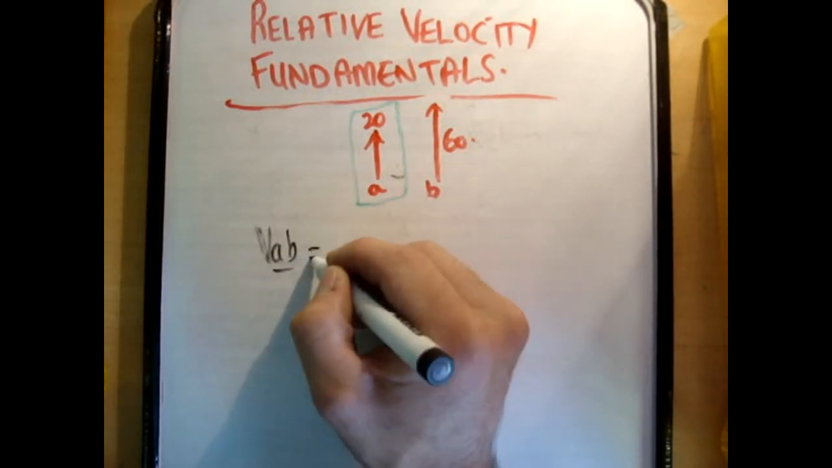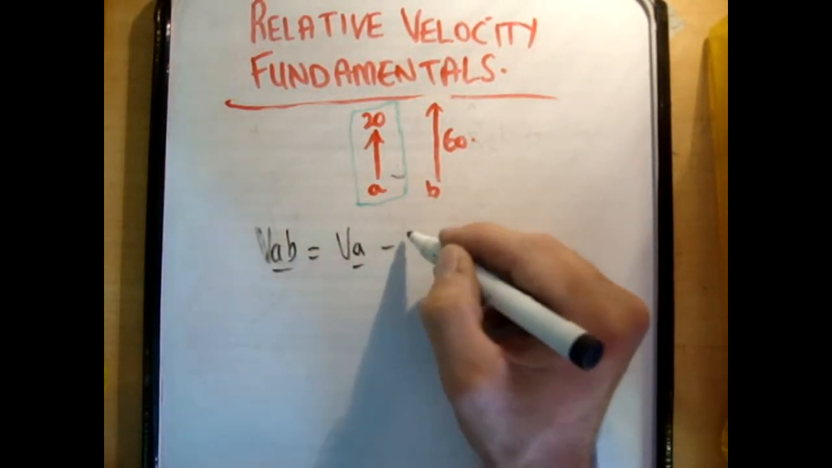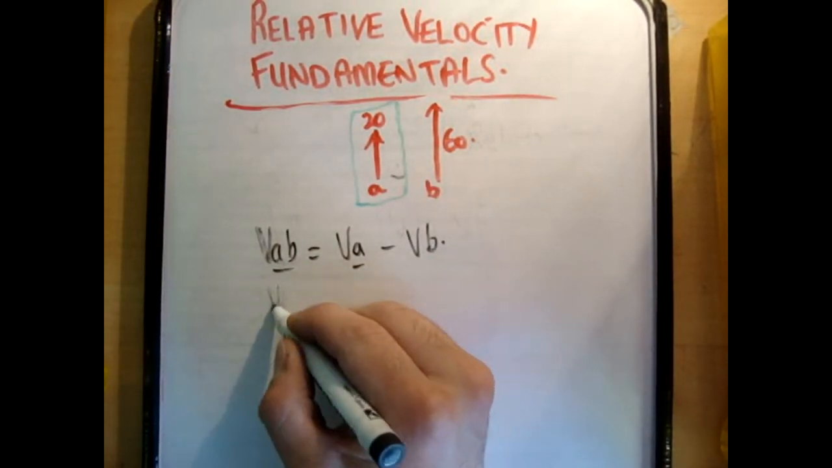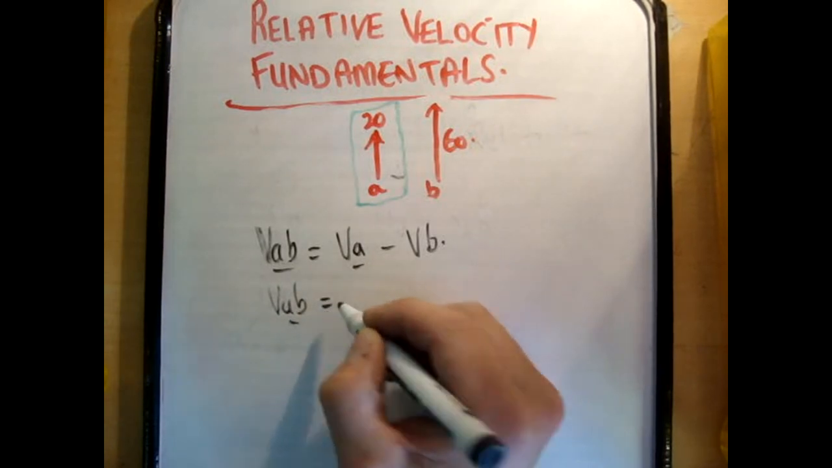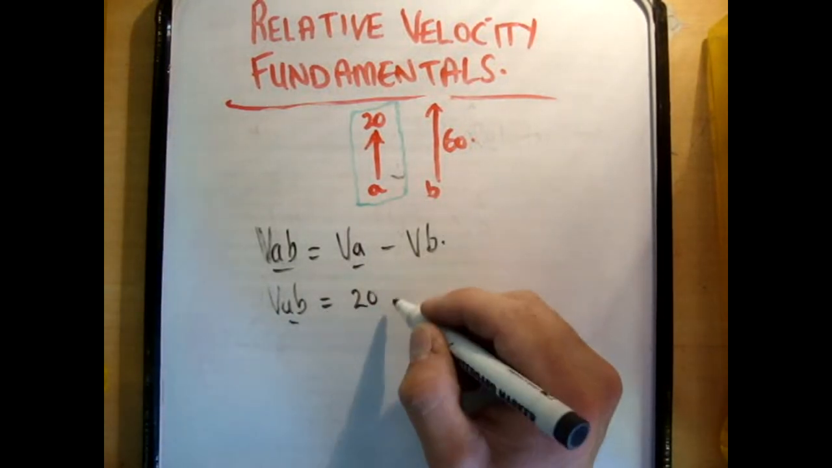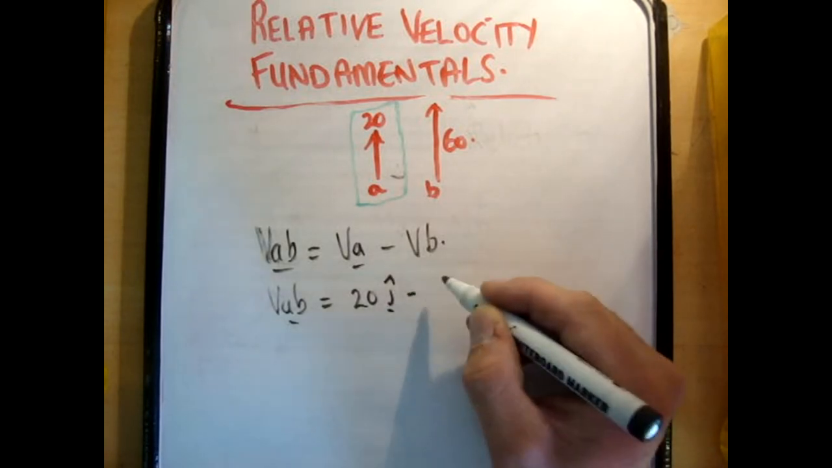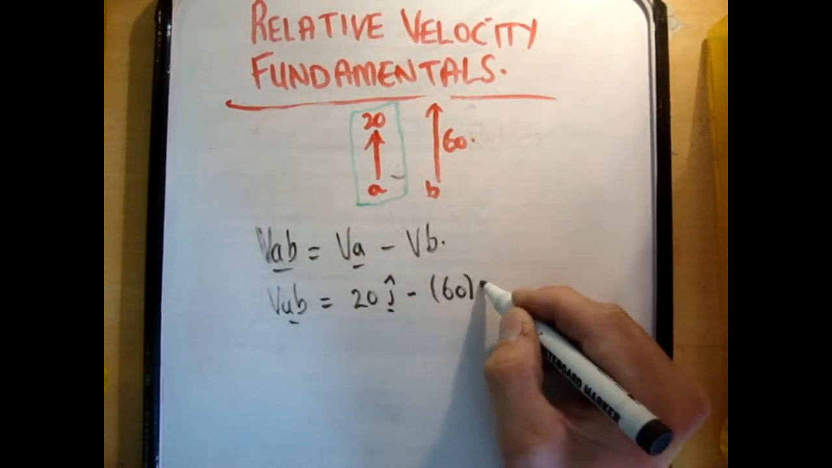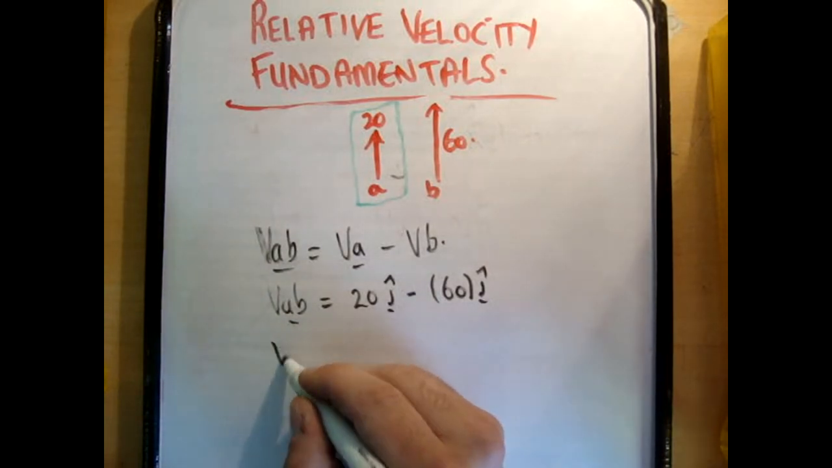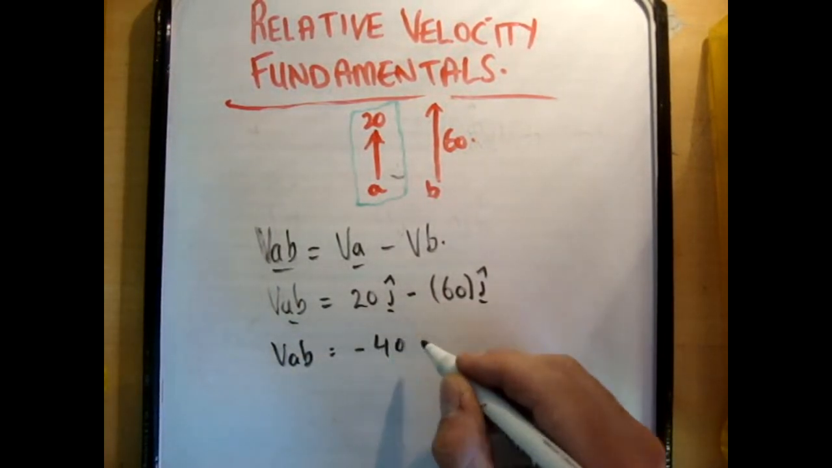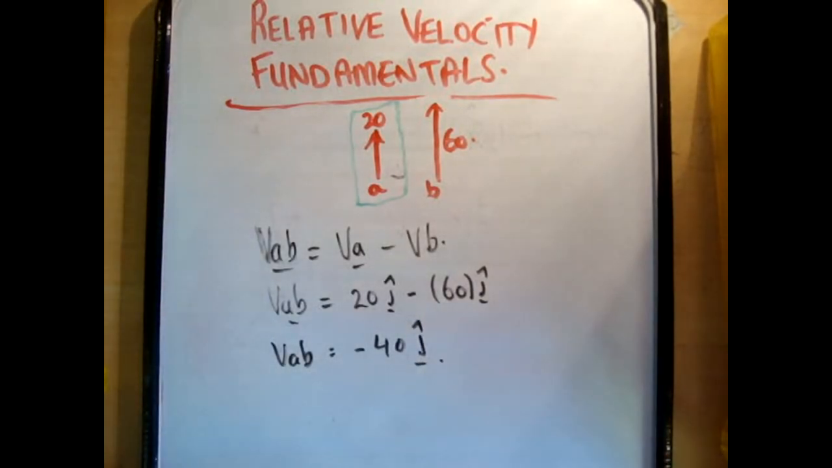VAB, so that's equal to VA minus VB. Now these are vectors, so we have direction. So VAB is equal to 20 j hat minus 60 j hat. So VAB is equal to negative 40 j hat. Now, what does that mean?